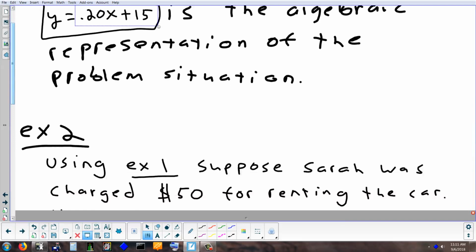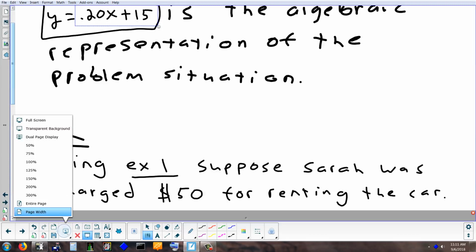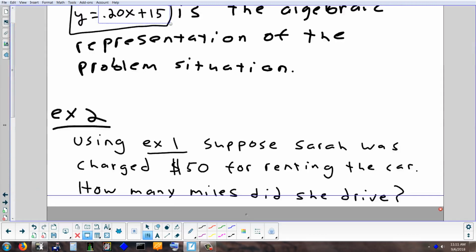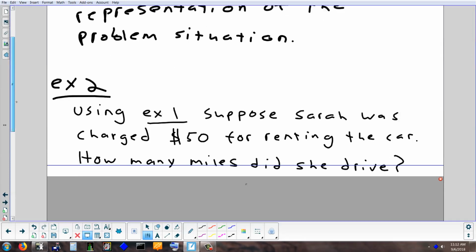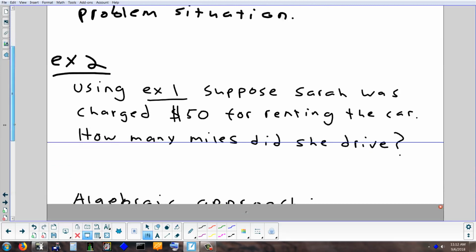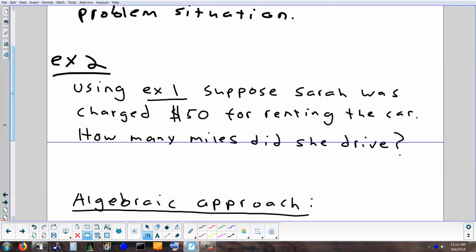All right, so using the same example, the person renting the car is Sarah, and she was charged $50 to rent the car. I want to know how many miles she drove. Okay, so we're kind of doing what we did before, but what's different this time? Yeah, Connor? We get the y value and solve for the x value. We have the y value and we're going to solve for the x value. So we're going to do it two ways. First way I'm going to show you is the way you're probably familiar with, just plugging it in using algebra.